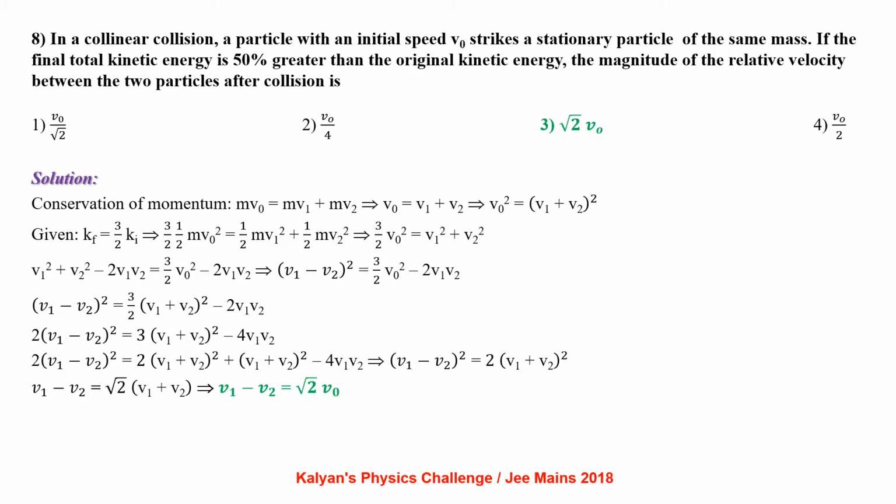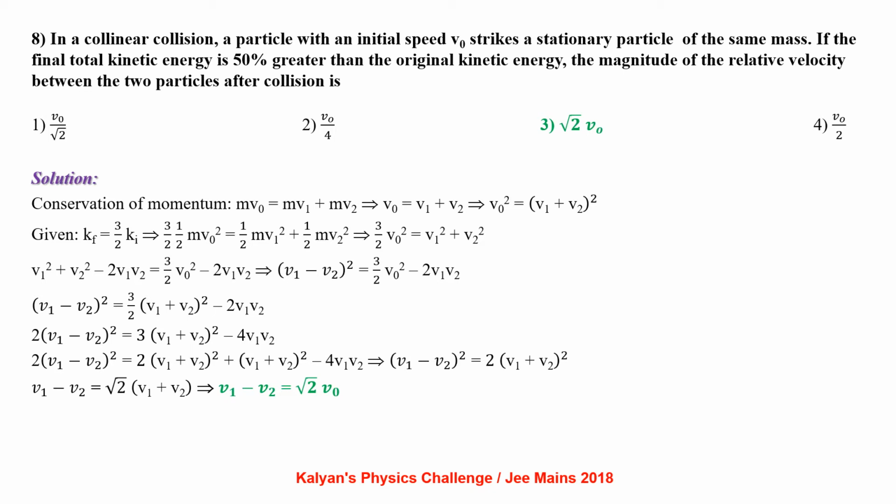In a collinear collision, a particle with an initial speed v0 strikes a stationary particle of same mass. If the final total kinetic energy is 50% greater than the original kinetic energy, the magnitude of relative velocity between the two particles after the collision is.